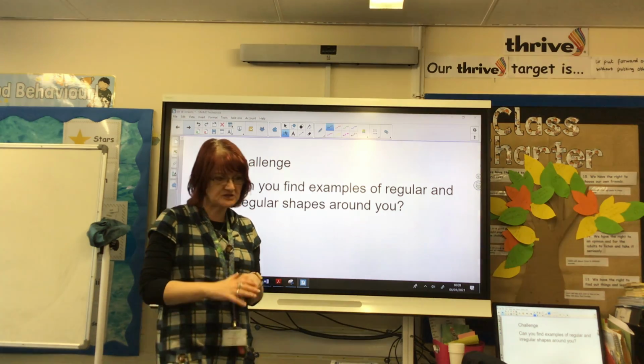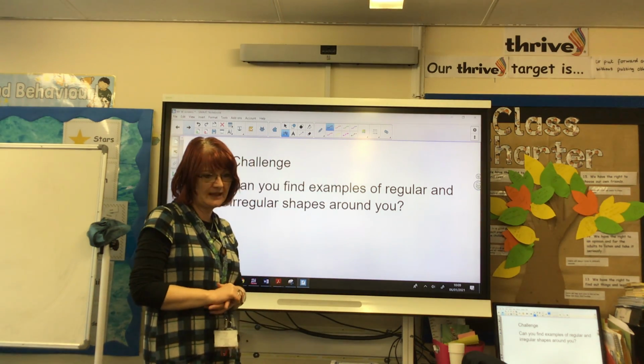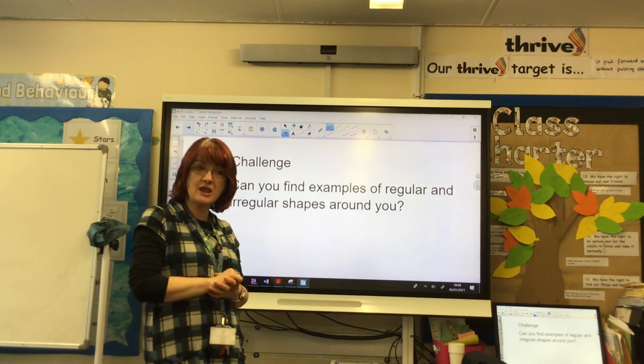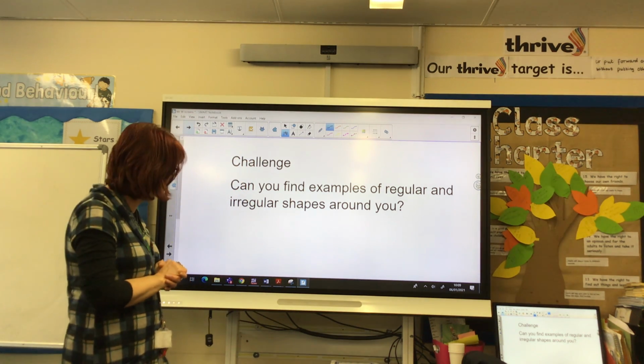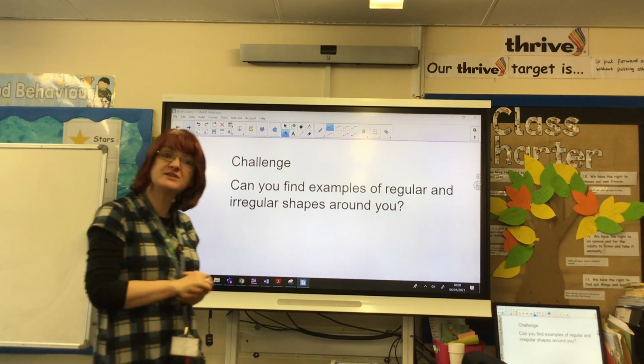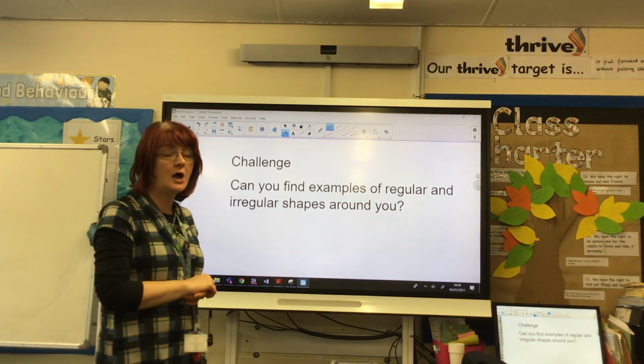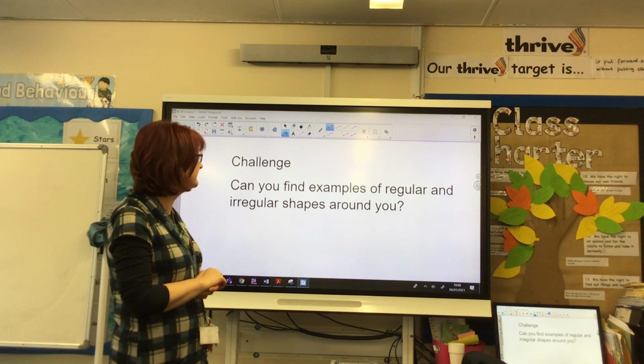In the classroom, the tabletop is a rectangle. I'm looking at that. Oh, that must be irregular. Hasn't got all sides the same. Irregular. Okay, so you can make a list of those, and if you want, you can try and post them back on Teams for me if you want to.